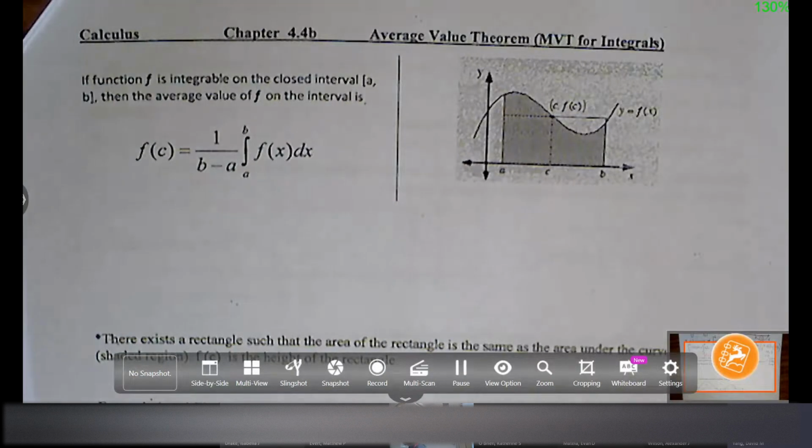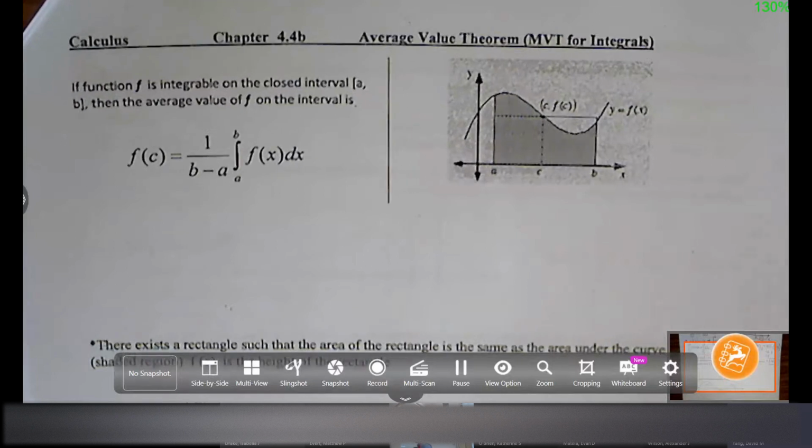So this is called the average value theorem, which I put in parentheses. This is the mean value theorem for integrals. So let me recap what the mean value theorem is, and we'll see a little bit of connection between that and this new theorem.